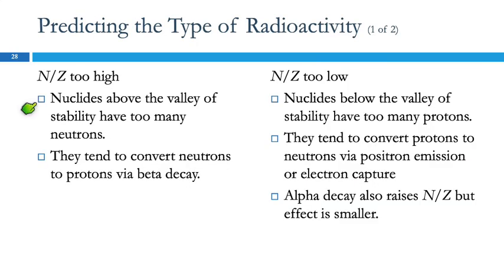So if we have nuclides above the valley of stability, they've got too many neutrons. So they tend to give off radioactive particles that will convert neutrons into protons, which lowers the ratio. And that type of radiation is beta decay. When you have an N to Z ratio that's too low, these nuclides have too many protons. And so they tend to convert protons to neutrons by positron emission or electron capture. And that will raise the N to Z ratio. Alpha decay also raises the N to Z ratio, but the effect is smaller.